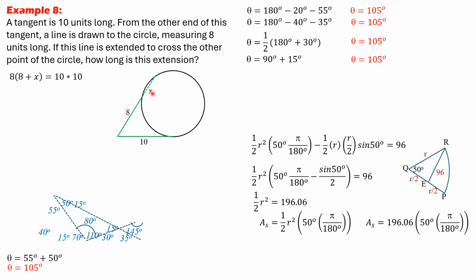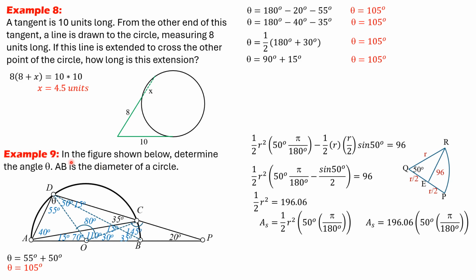So we apply the extension of the law of secants, that is external secant 8 times secant, which is the quantity 8 plus x, equals external secant, which is the tangent, times the secant, which is also the tangent. There's no more extension there. Solving for x is 4.5 units.